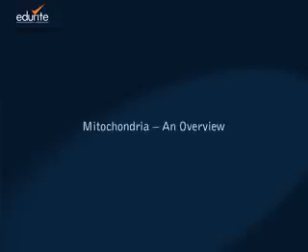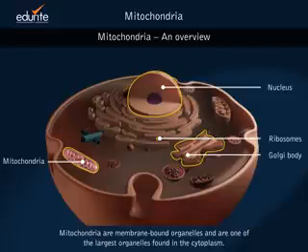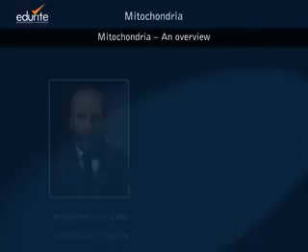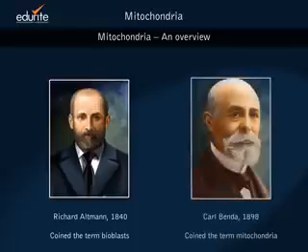Mitochondria, an overview. Mitochondria are membrane-bound organelles and are one of the largest organelles found in the cytoplasm. They were first identified as bioblasts by German pathologist Richard Altmann in the year 1840. The name mitochondria was coined by Carl Bender in 1898.